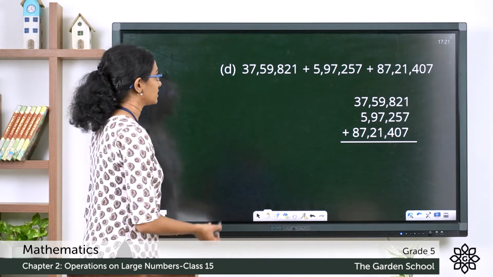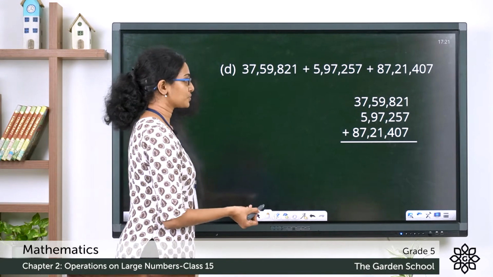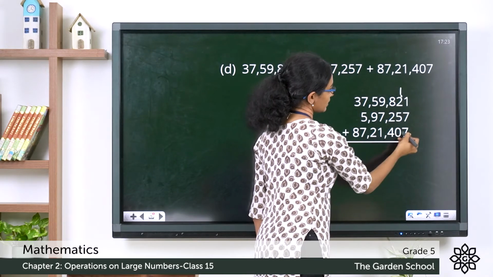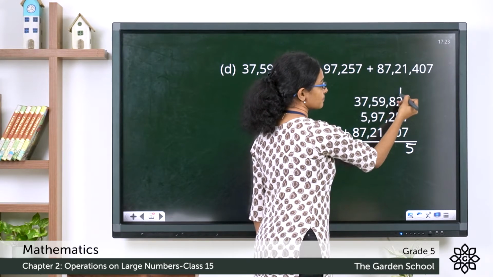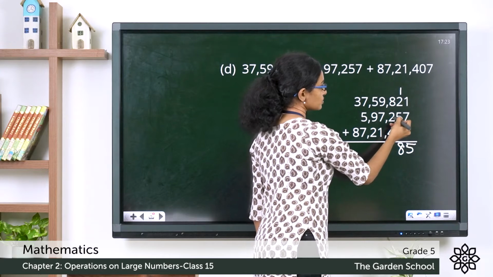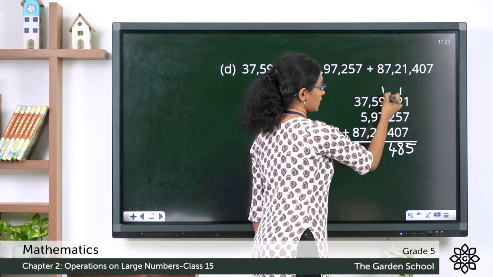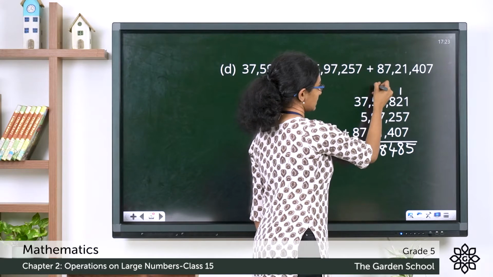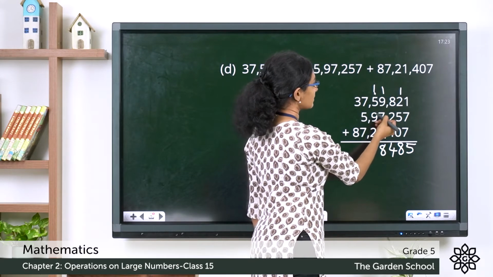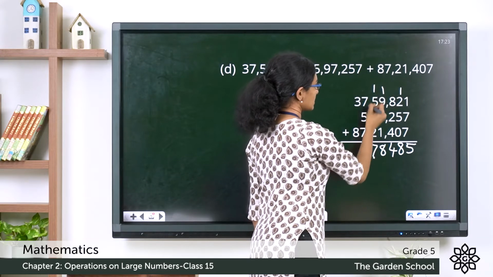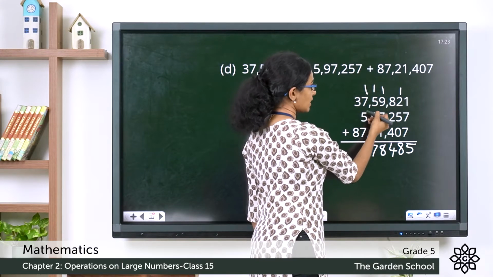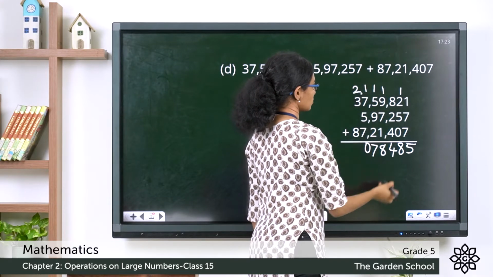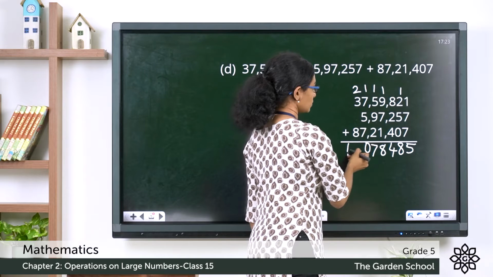Now question D. Here we have 3 addends. Let's do the addition. 7 plus 7, 14 plus 1, 15. Carry over 1. 0 plus 5, 5. Plus 2, 7. Plus 1, 8. 4 plus 2, 6. Plus 8, 14. Carry over 1. 1 plus 7, 8. Plus 9, 17. Plus 1, 18. Carry over 1. 2 plus 9, 11. Plus 5, 16. Plus 1, 17. A carry over 1. 7 plus 5, 12. Plus 7, 19. Plus 1, 20. A carry over 2. 8 plus 3, 11 plus 2, 13.